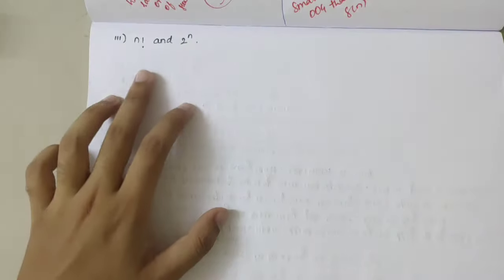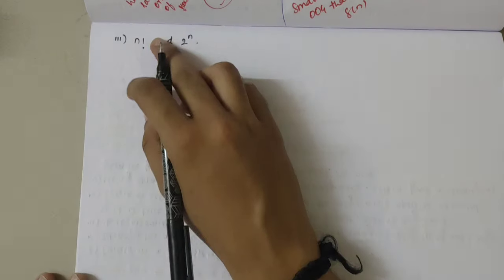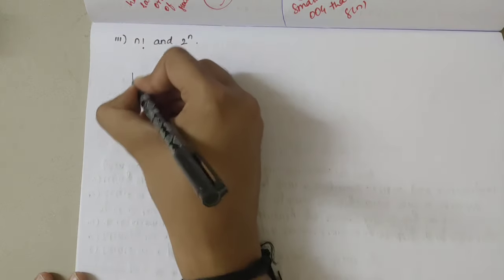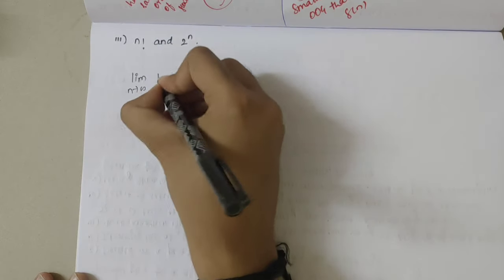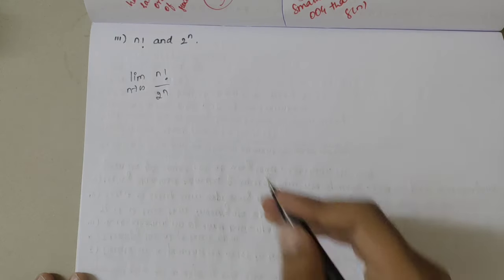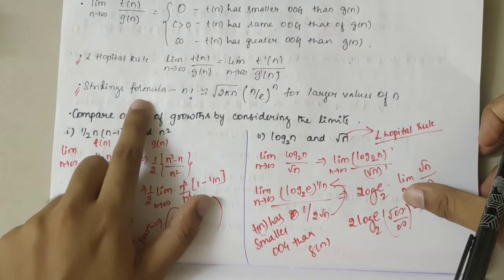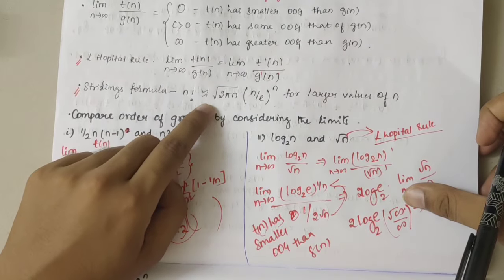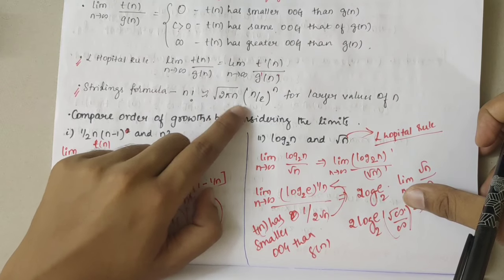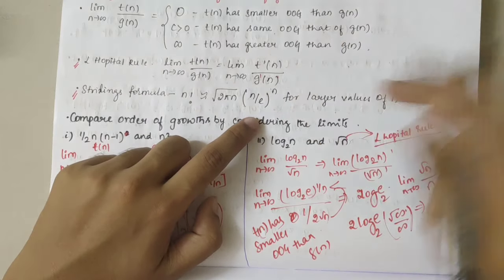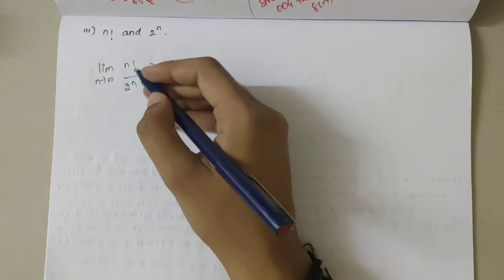Let me move on to the third question, that is n factorial and 2 power n. I'll write limit of n tends to infinity n factorial by 2 power n. So further writing this, I'll be applying the third equation, that is Stirling's formula. Whenever I have n factorial, it could be written in the form under root 2 pi n, n by e to the power n for large values of n.